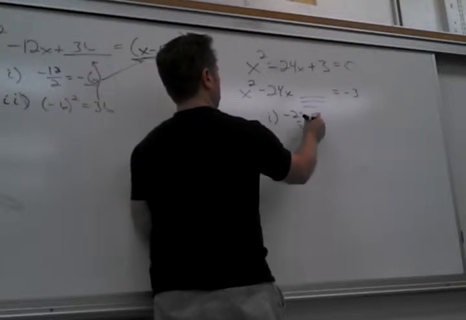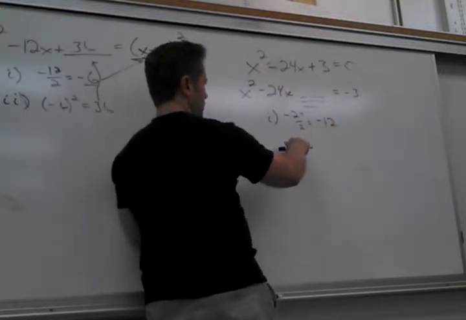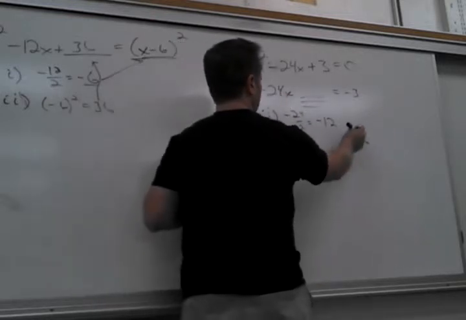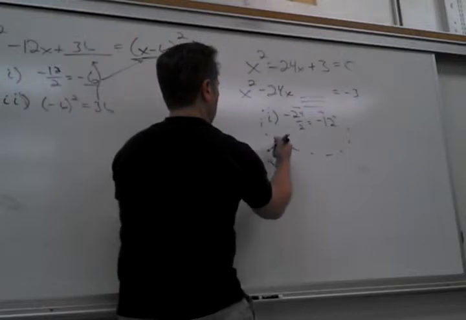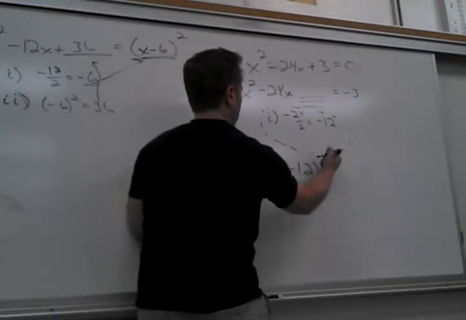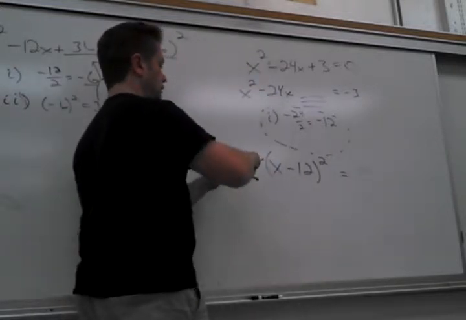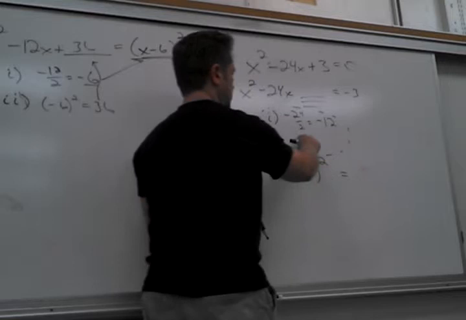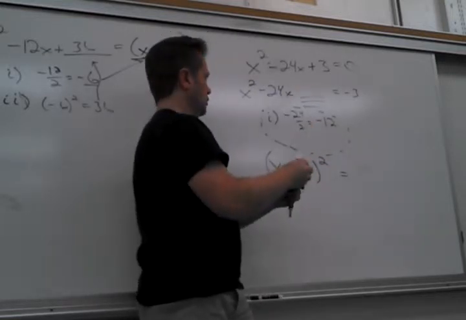Negative 24 divided by 2, negative 12. So that's what's going to go in here. This is like little middle work. Is that cool? It's right in the middle of all my work. So down here it's going to be x minus 12 squared. What I don't know yet is what's going to go over here, because I've got to figure out what I've got to add here, right?